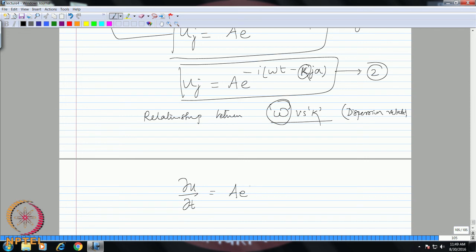So, A e i k, let me separate the spatial part out. Then you have e power minus i omega t into minus i omega, right. Then you do d square u by dt square. This is again a constant, and this will again be e power minus i omega t, so this will be minus i omega the whole square. So, now the time derivative is determined.